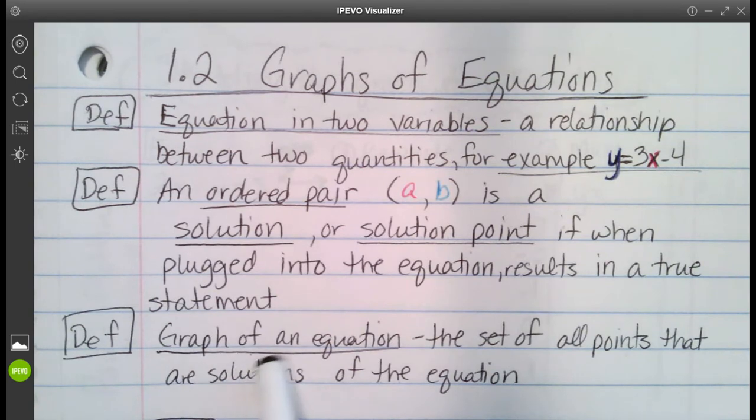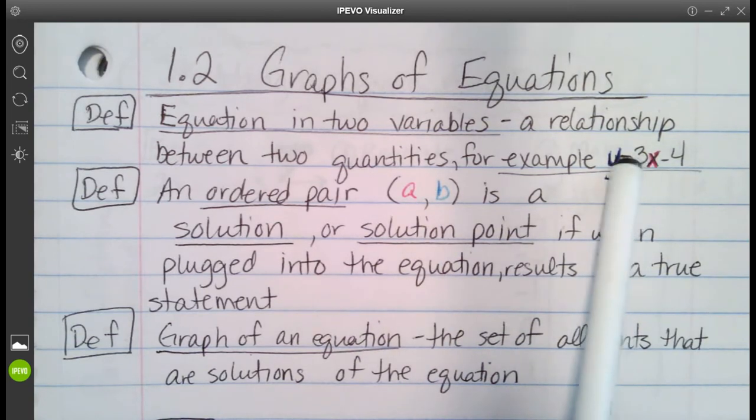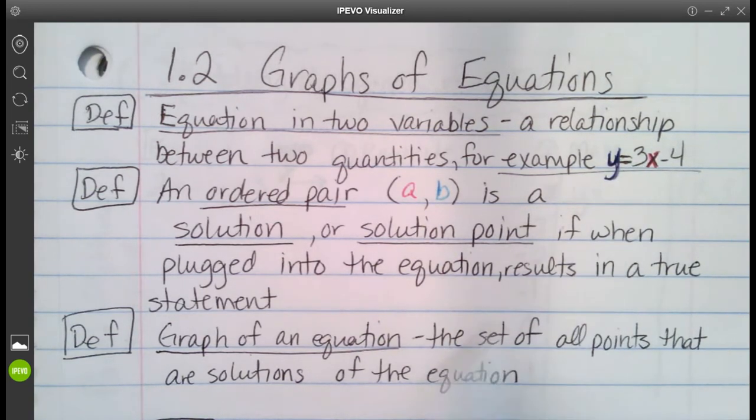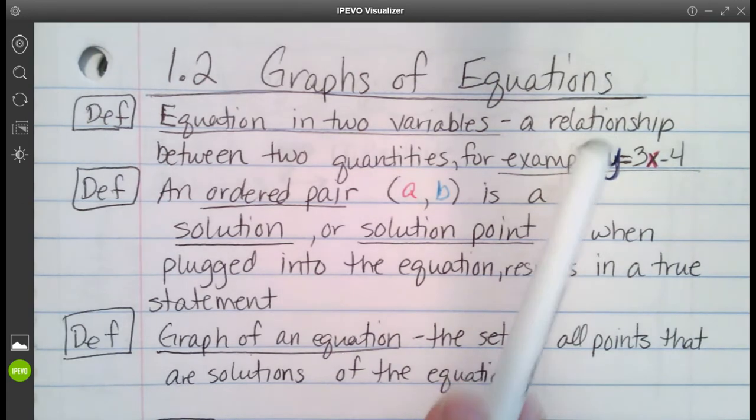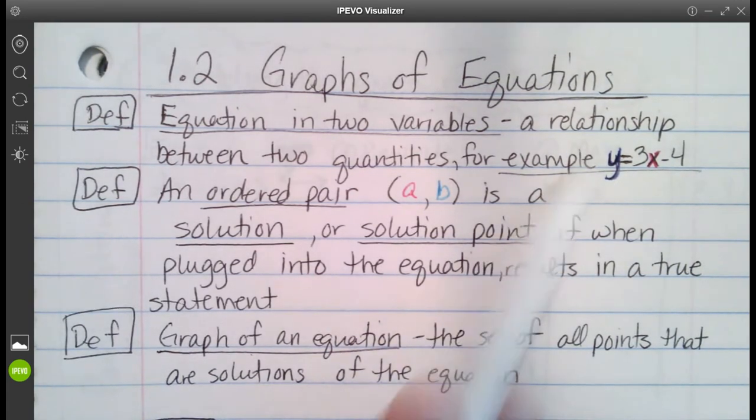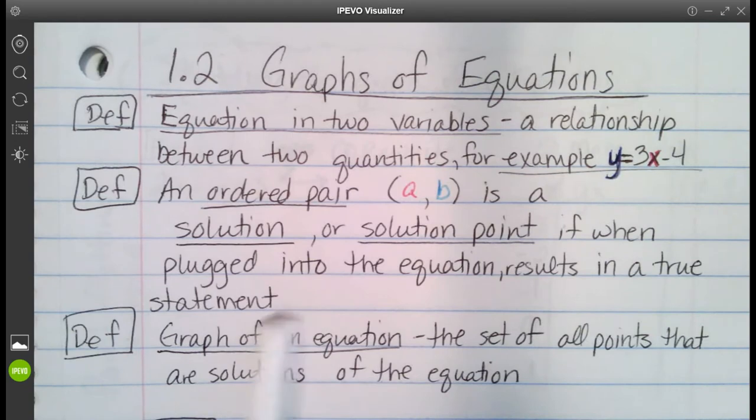The last one is the graph of an equation, and this is just the set of all points that are solutions of that equation. So if this point is a solution, well, that's just one point. What makes the rest of the line or curve? All those points put together make the graph.